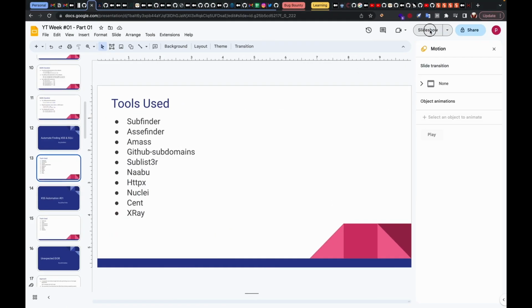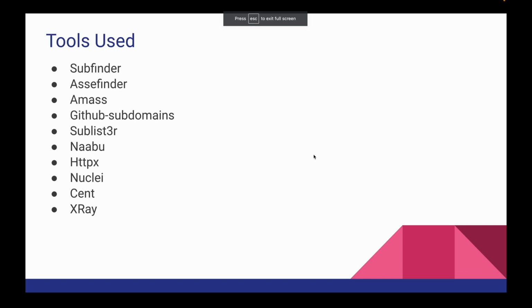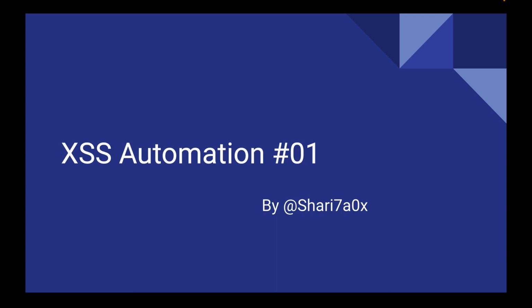So you can basically use this in your day-to-day bug bounty hunting and find out the appropriate results at the time of reconnaissance. Okay, let's jump into the next topic, which is XSS automation, which is given by this researcher.